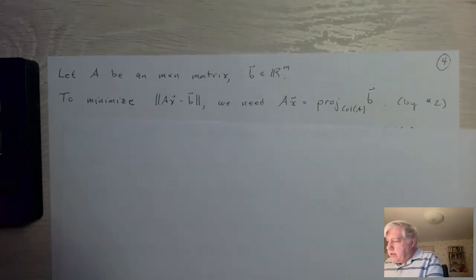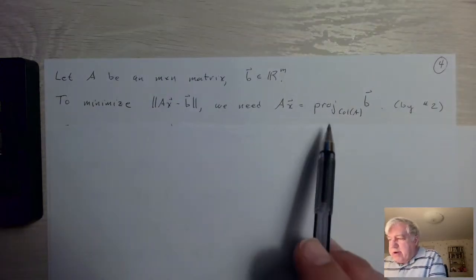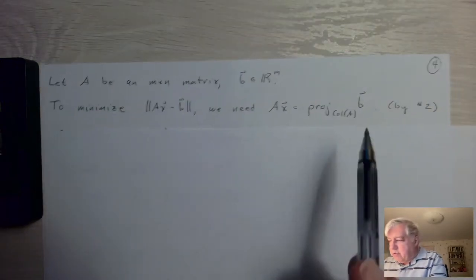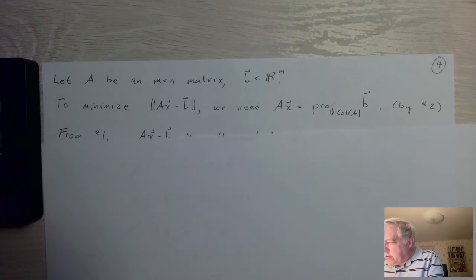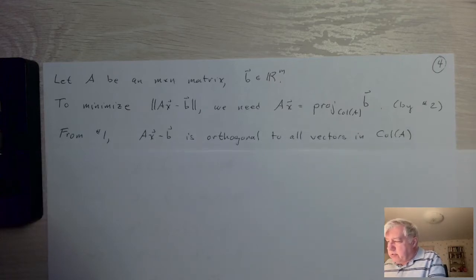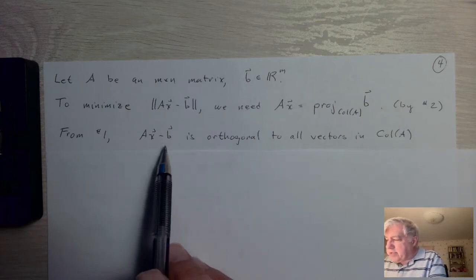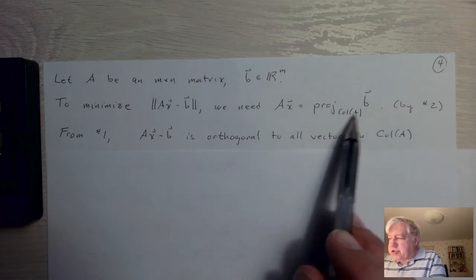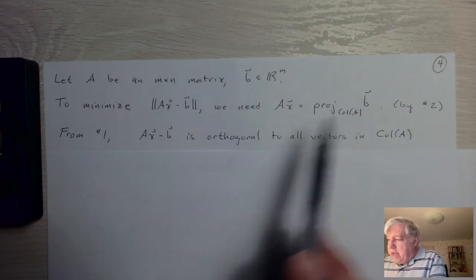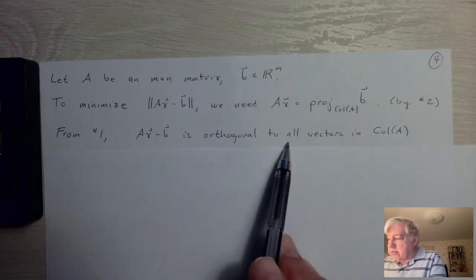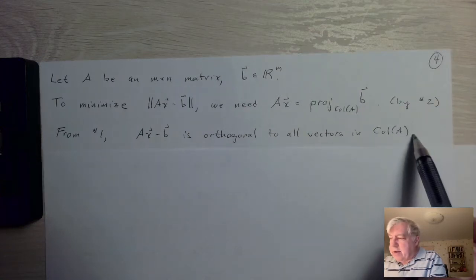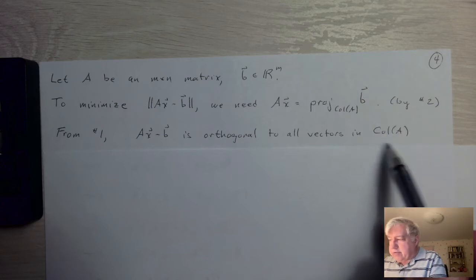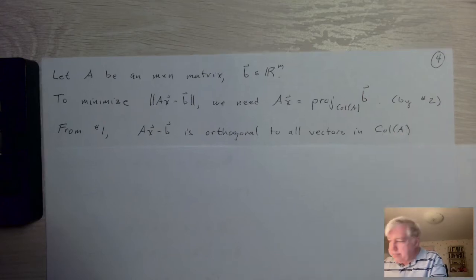All right. Now, we could go ahead and, before we start using the projection formula, this could be a little messy, but fortunately we have something else to work with. We also know that AX minus B is orthogonal. If this is indeed the projection, then AX minus B is going to be orthogonal to all the vectors in the column space of A.